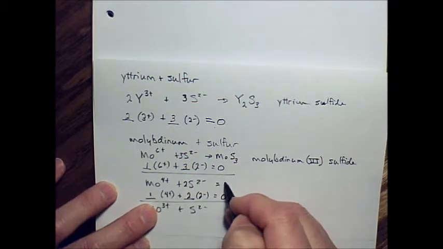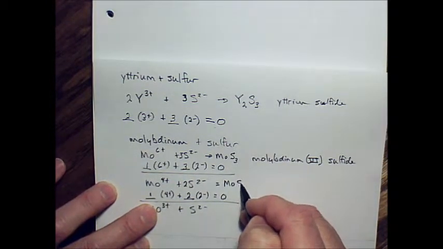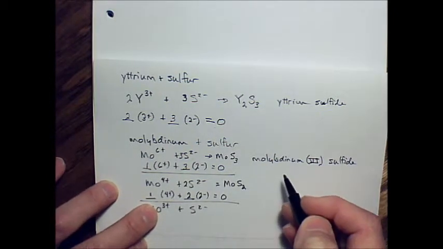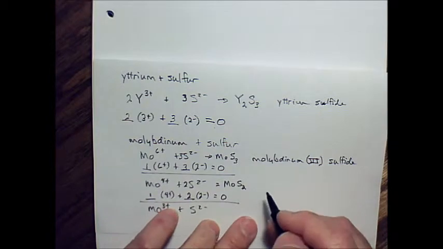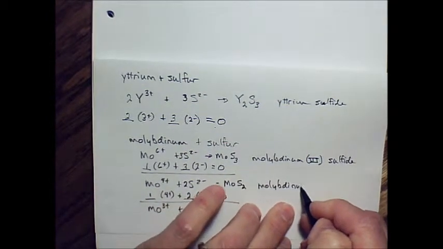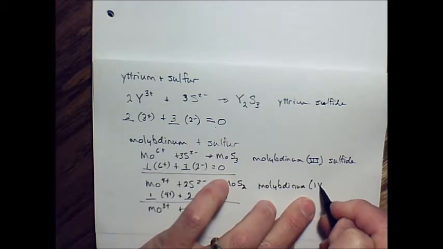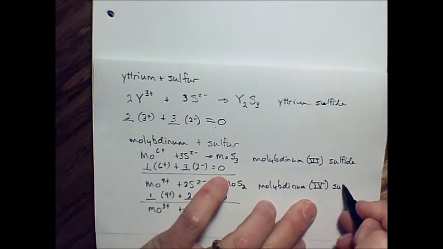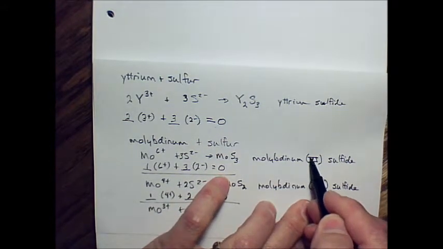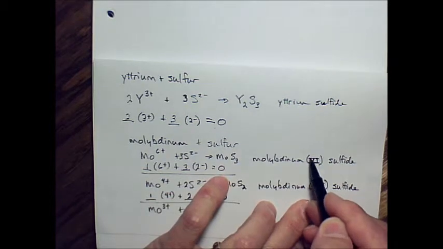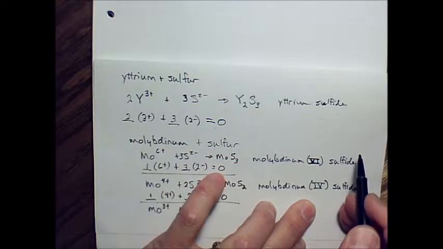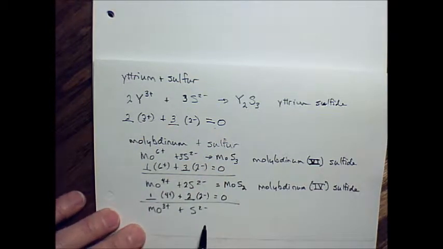So this formula is MoS₂, and the name of this compound is molybdenum(IV) sulfide. And be careful, Roman numerals can be tricky. Be sure about your Roman numerals: 6 is VI, 4 is IV. Okay? Let's do this last one here.